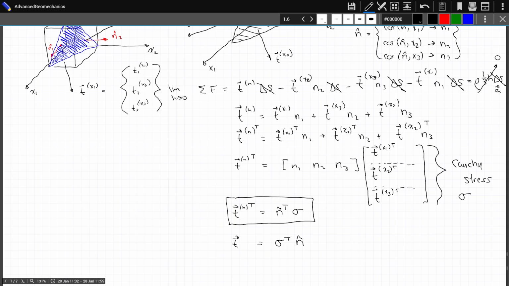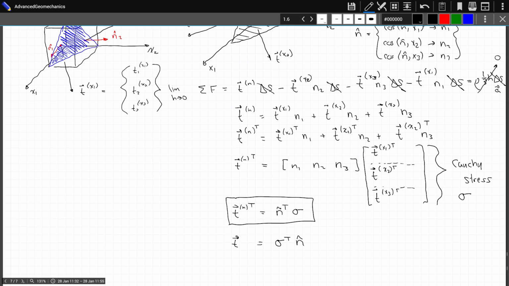So sometimes, because Cauchy stress, as we'll see later, is symmetric, you'll see the transpose dropped. But technically the transpose is there, because if a matrix is symmetric, then it is its transpose. Any matrix that is symmetric equals its transpose. So sometimes you'll see that dropped off of there. But is there a question?